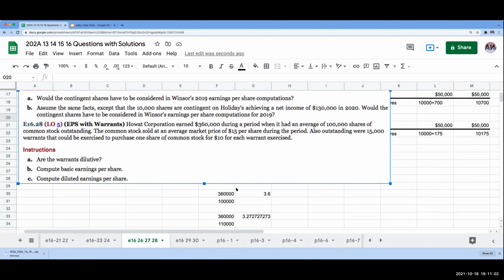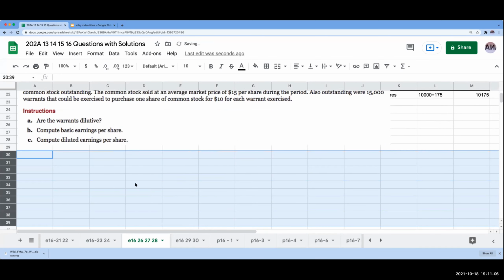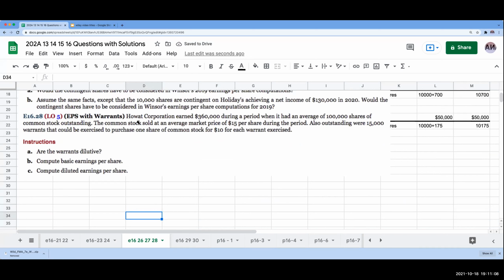Okay, now let's take a look at exercise 1628. Howlett Corporation earned $360,000 during a period when it had an average of 100,000 shares of common stock outstanding. The common stock was sold at an average market price of $15 per share during the period. Also outstanding were 15,000 warrants that could be exercised to purchase one share of stock for $10 for each warrant exercise.